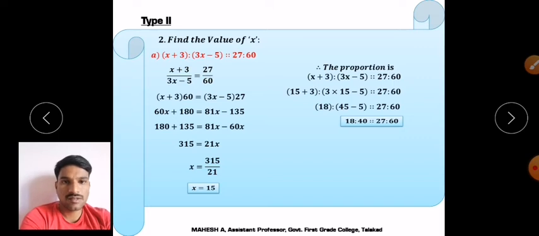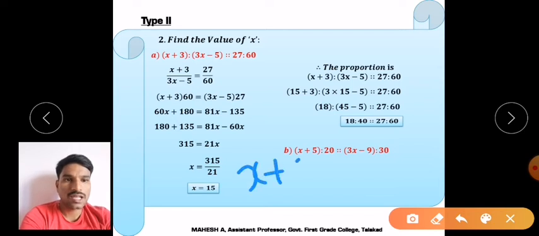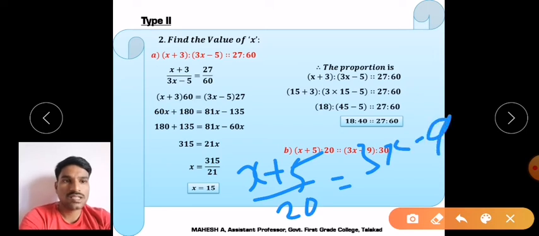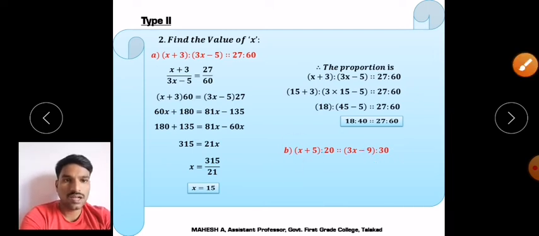Even when you have to calculate with two x figures, it is easier when you are doing the cross multiplication. You just refer it and you calculate all these questions which I am giving for yourself. So this x plus 5 is to 20 is equal to 3x minus 9 is to 30. The same way you cross multiply it. X plus 5 divided by 20 is equal to 3x minus 9 divided by 30. Multiply this with this, and this with this, and you will get the answer for your x.